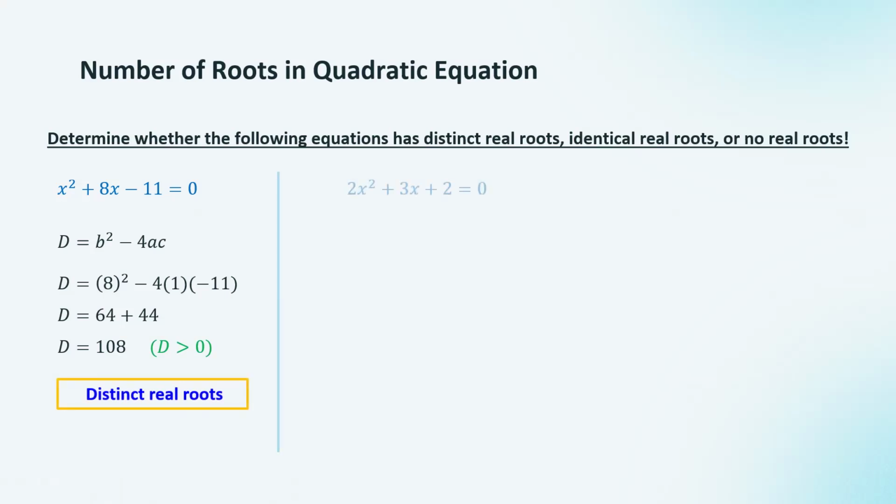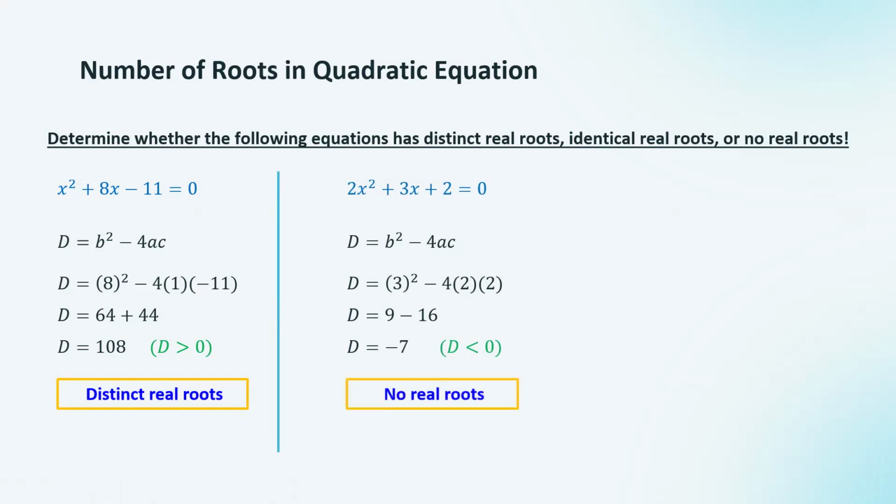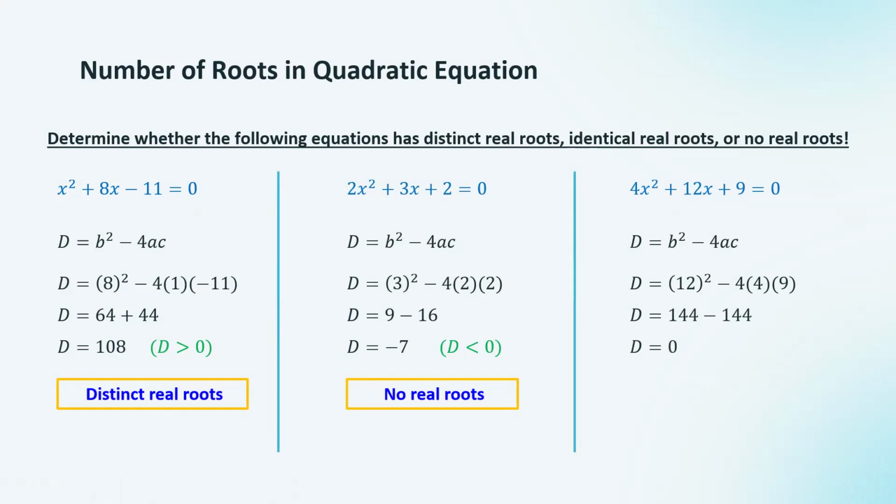In the next example, if we find the discriminant of this quadratic equation by inputting the a, b, c values, we will have a negative number, so it will have no real roots. And in the next example, if we calculate the discriminant of this quadratic equation by inputting the a, b, c values, we get that D is equal to 0. If D is equal to 0, that means we have two identical real roots.